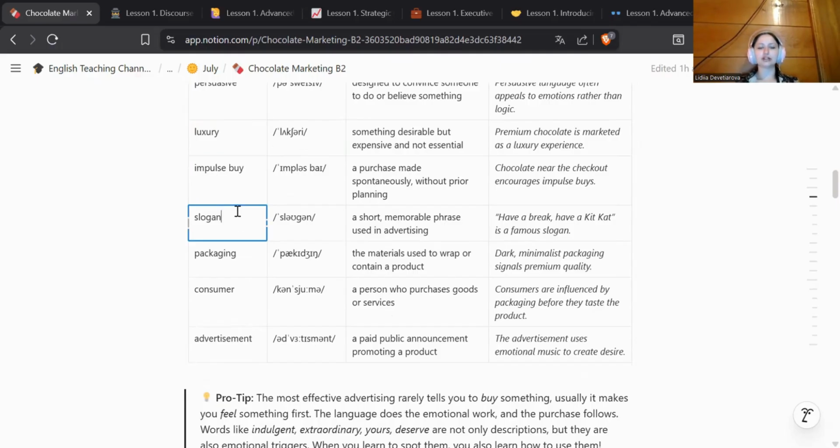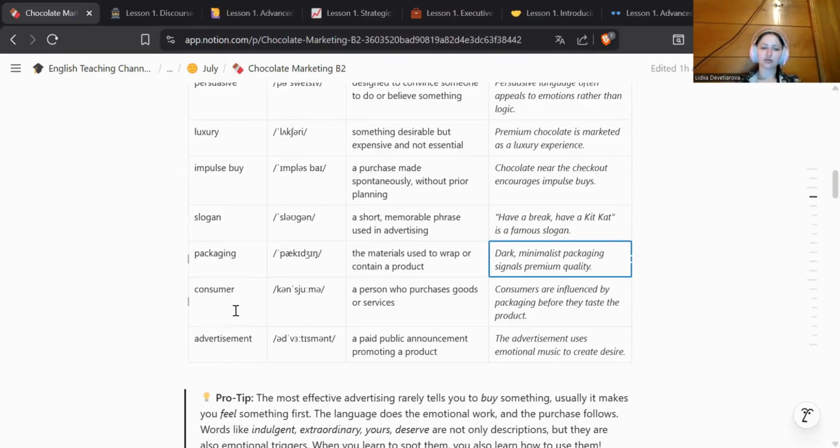Then I have the word slogan. A slogan is a short, memorable phrase that is used in advertising. For example, "Have a break, have a Kit Kat." That's a famous slogan, right? Then you have packaging. Packaging is a material used to wrap or contain a product. For example, dark minimalist packaging signals premium quality, right? As for packaging, it can be just simply candy wraps, or it can be cartons or jugs for something, yeah?